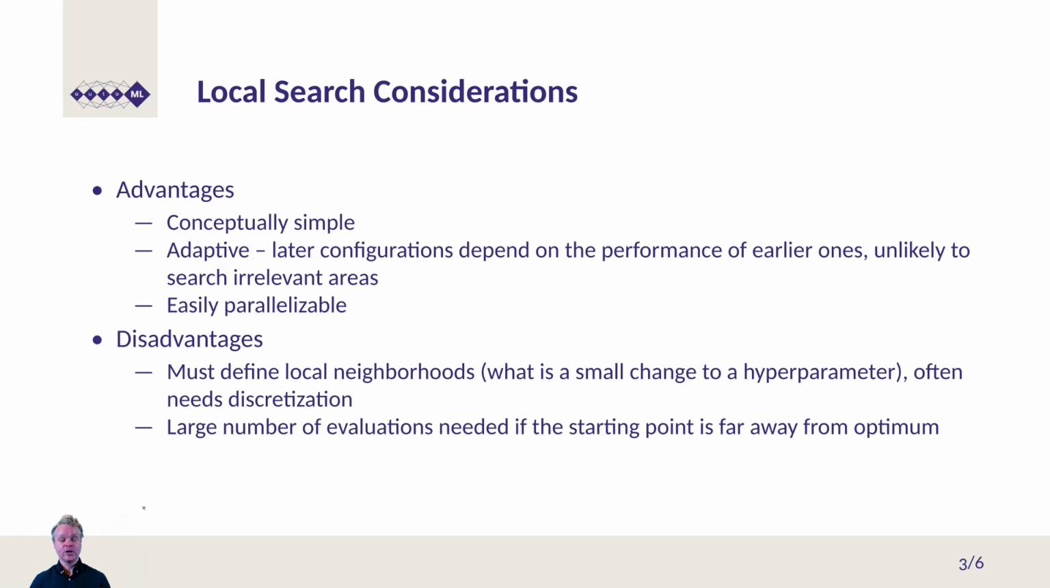So we do have a little bit more of a setup cost in that we need to define what the method does and how it does it than for grid search and random search. We might also need a large number of evaluations if the starting point is very far away from an optimum.